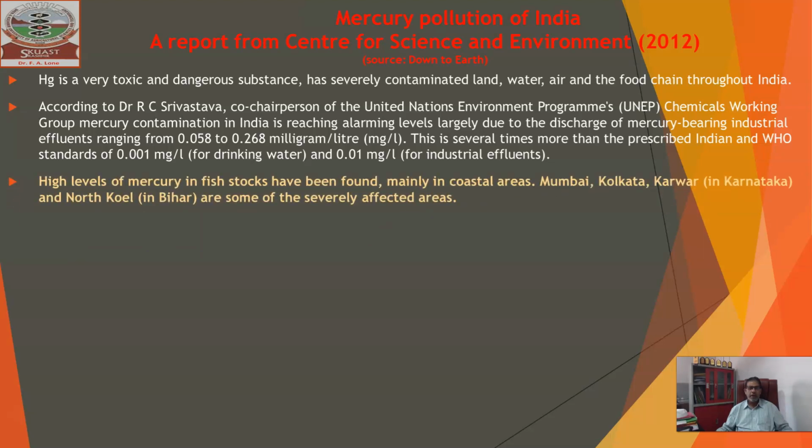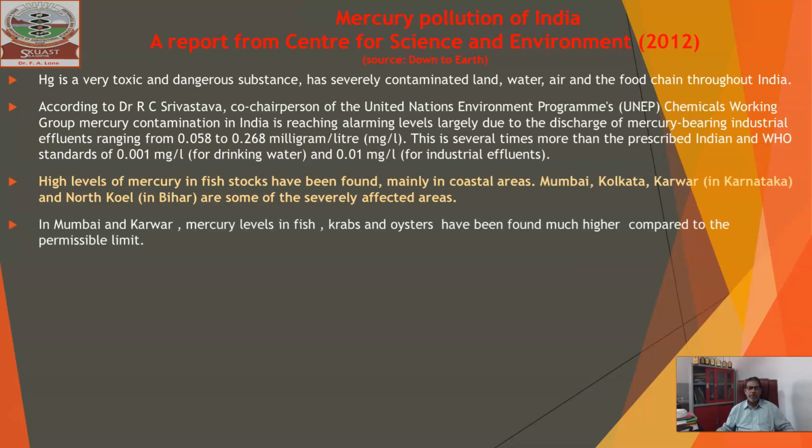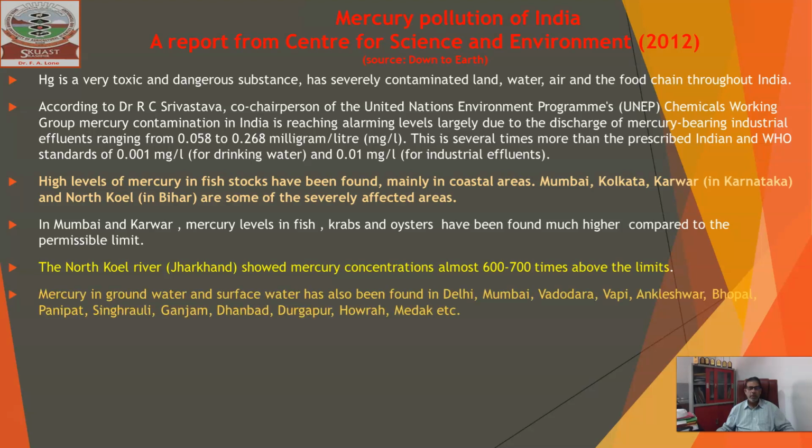Then high levels of mercury in fish stocks have been found mainly in coastal areas in Mumbai, Kolkata, Karwar in Karnataka, and North Koel in Bihar. These are some of the areas which are severely affected. In Mumbai and Karwar, mercury levels in fish, crabs, and oysters have been found much higher compared to the permissible limits. The North Koel River in Jharkhand showed mercury concentration almost 600 to 700 times above the limits.